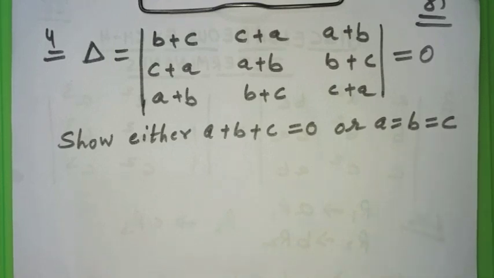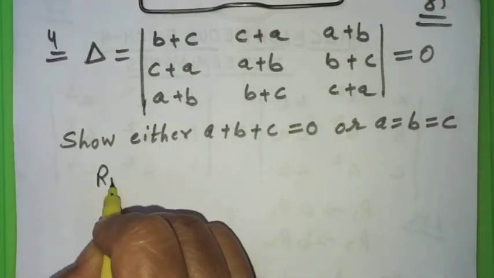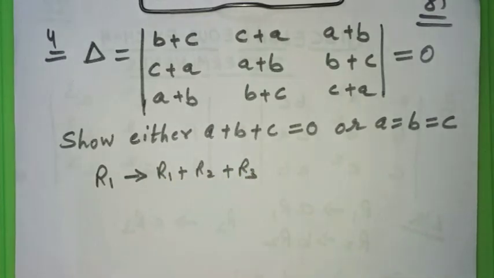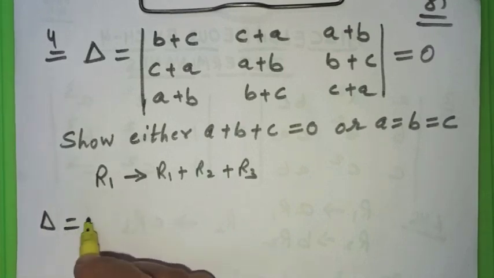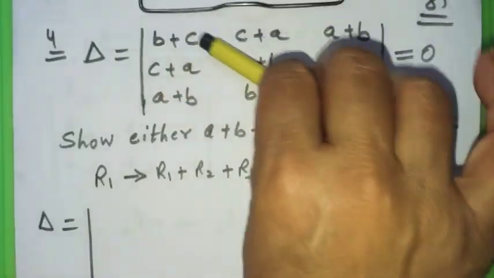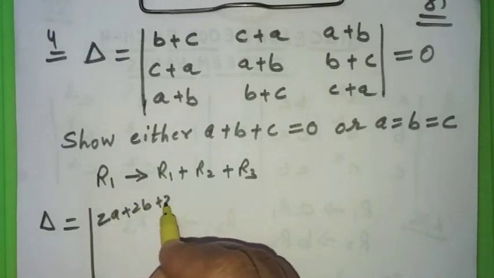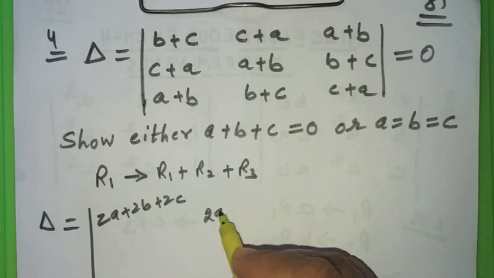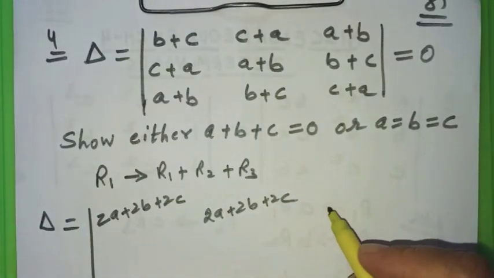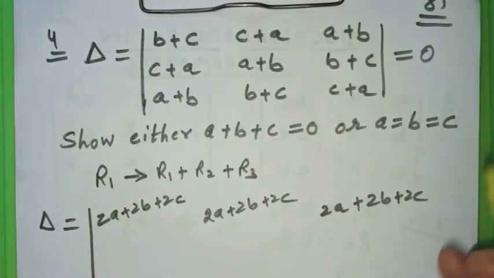So how shall we proceed for this question? I will apply this operation in delta, that R1 goes to R1 plus R2 plus R3. So this determinant becomes, if I add all the 3 rows here, b plus c will be added with c plus a and a plus b, so I will get 2a plus 2b plus 2c as the first element. Similarly, if I add all these 3 in the first row, I get 2a plus 2b plus 2c, and similarly 2a plus 2b plus 2c here.